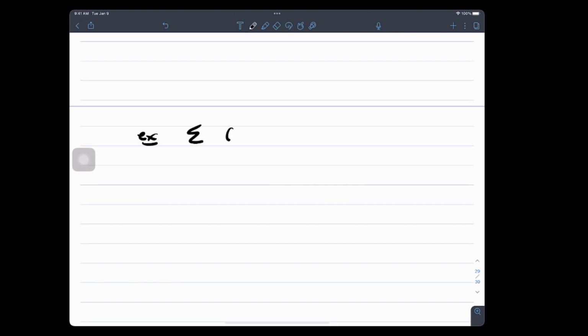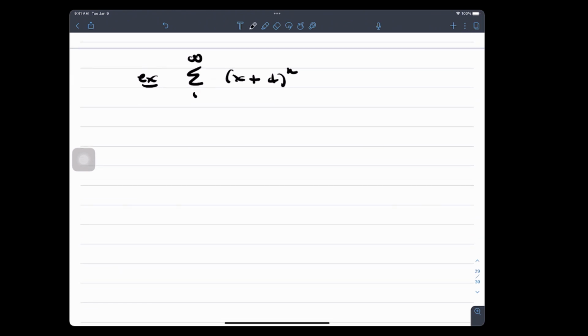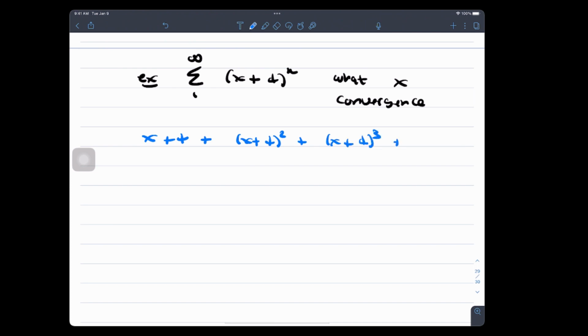are very popular. They can say, what about this? (x + 4)^n. This is your geometric series as well. For what x do you have convergence? Okay, this is what x. Do you have convergence of these very special geometric series? Now, you can double check that they're geometric.